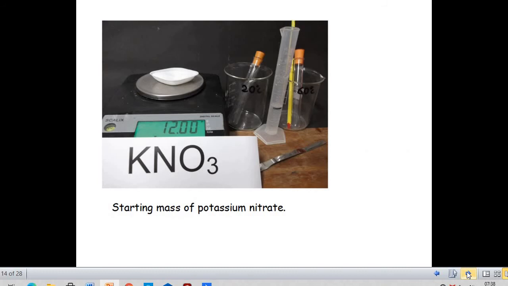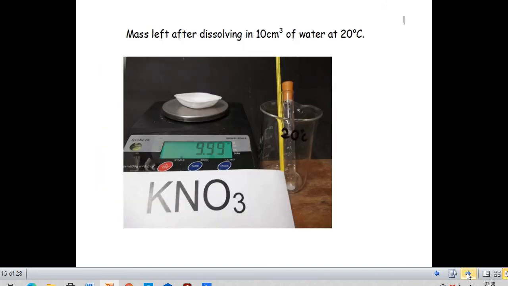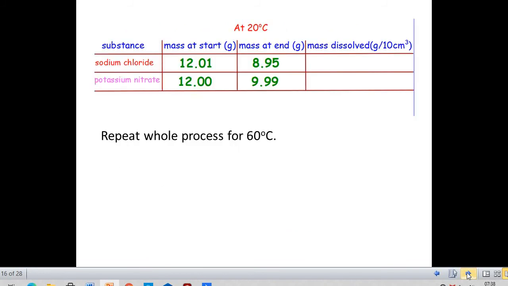There's your starting mass for potassium nitrate, again at 20 degrees. We're going to dissolve it in 10 centimetre cubed of water, and that's how much we're left with. Again, you can stop and start this video. And that's what you should be putting into your table, and you can work out the mass dissolved for each one. Now you're going to repeat the whole process for 60 degrees C.